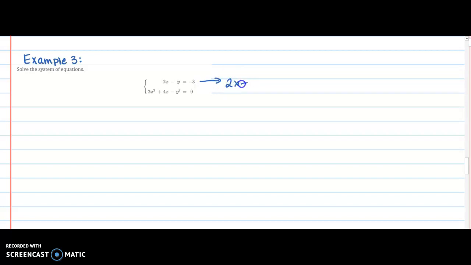2x plus 3 equals y, solve for y. I added 3 to both sides and added y to both sides. I take that expression and substitute that for y in the second equation. So that will turn into 2x squared plus 4x minus the quantity 2x plus 3 squared equals 0. Now be really careful with this quantity, so square that. And then there's a negative sign in front of it, so keep it in parentheses when you square that binomial.